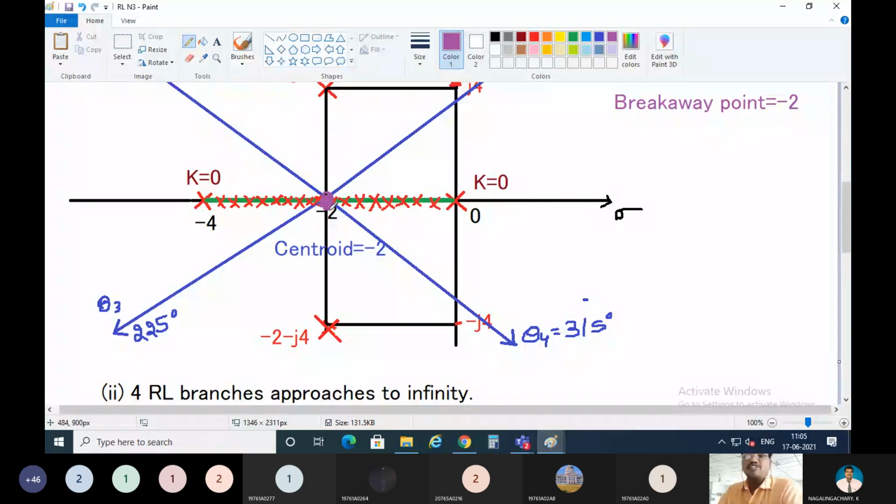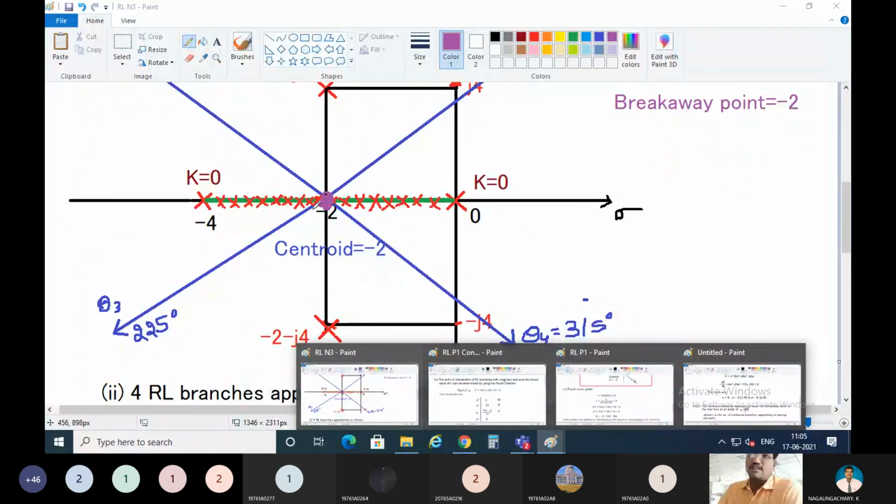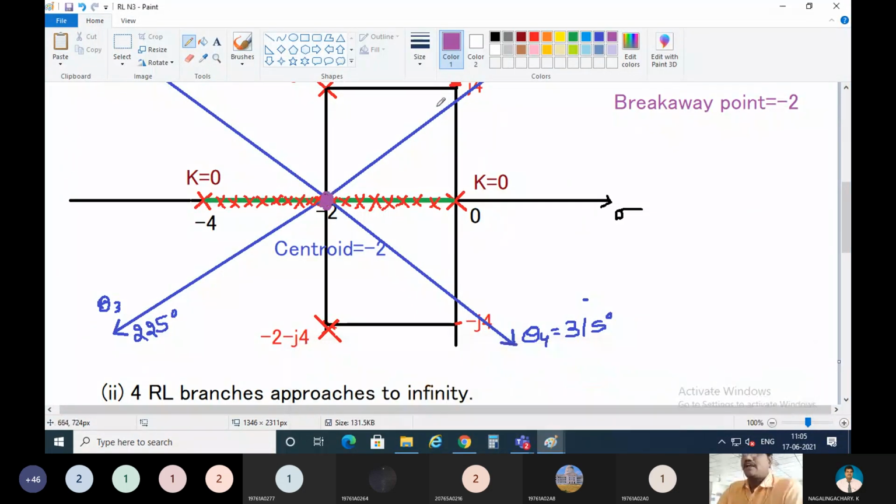So 180 by 2, how much? 90 degrees, plus or minus 90 degrees. One branch is at plus 90 degrees, another one is at minus 90 degrees.